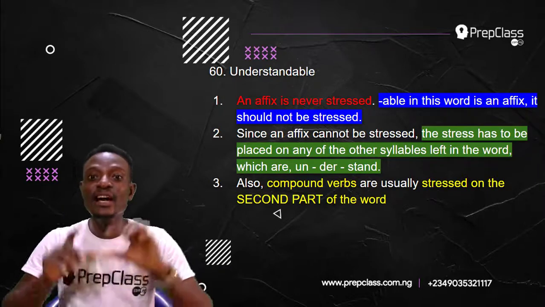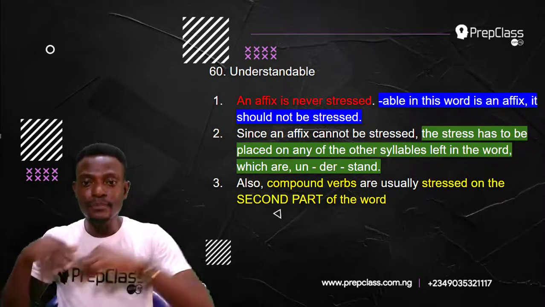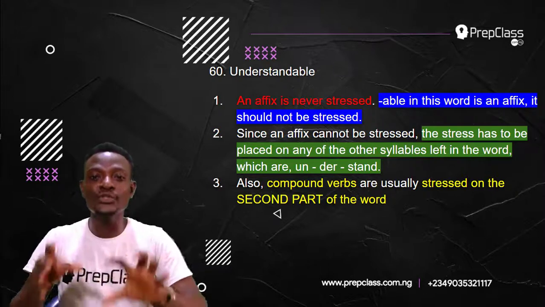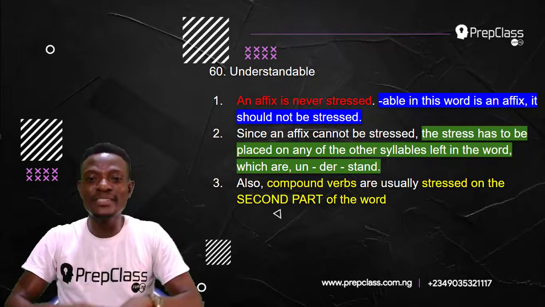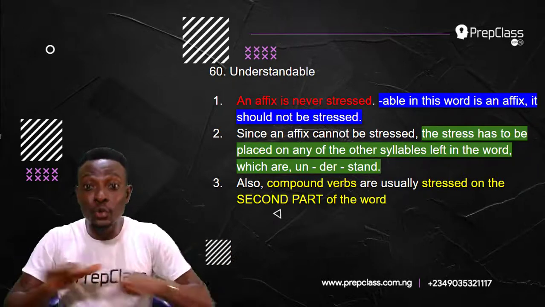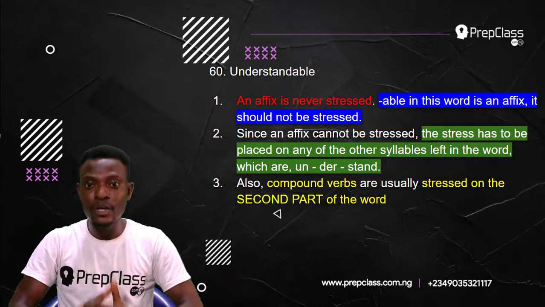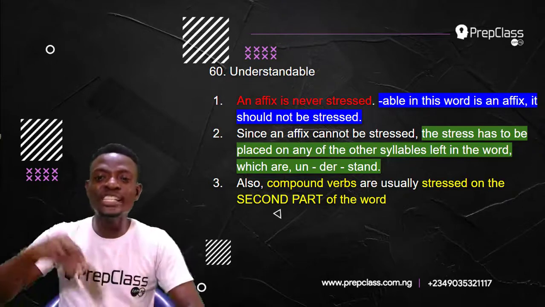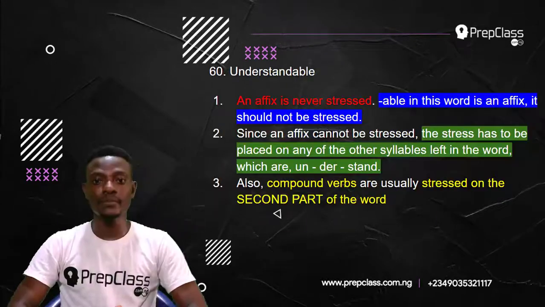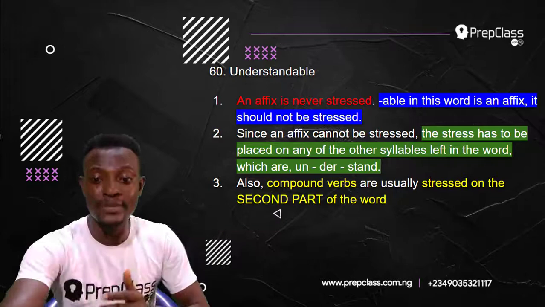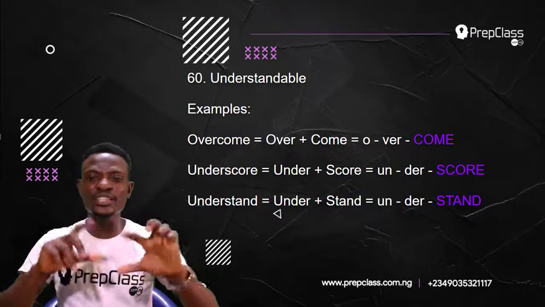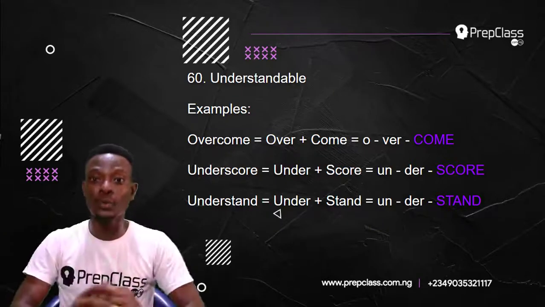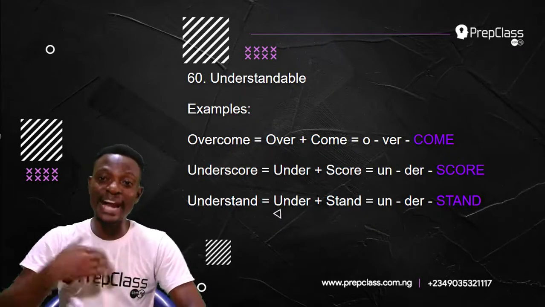The third reason is compound verbs. Compound verbs are usually stressed on the second part of the word. What is a compound verb? A compound verb is a verb that is formed from the combination of two different words. So compound verbs are usually stressed on the second part of the word. Examples of some compound verbs are overcome, over plus come. So the stress is always placed on the second part of the word. Come is the second part and it carries the stress.